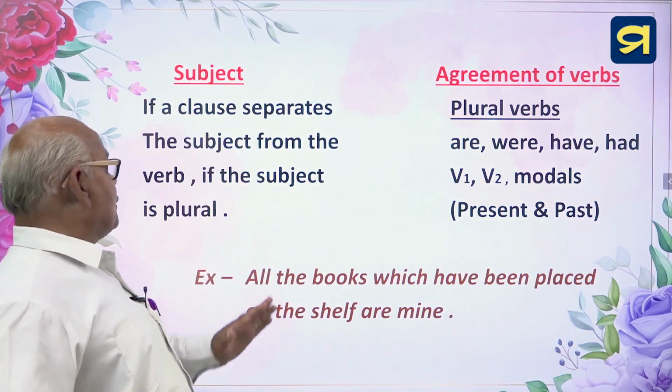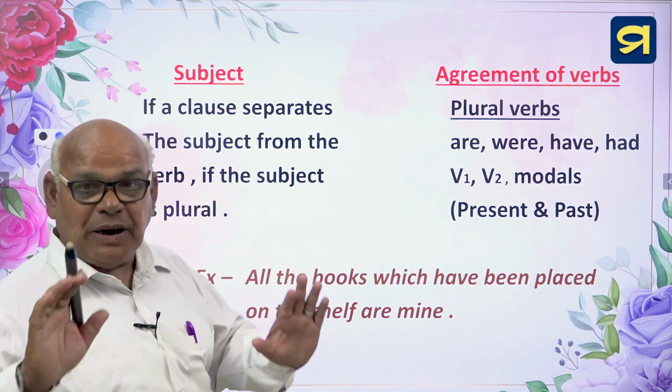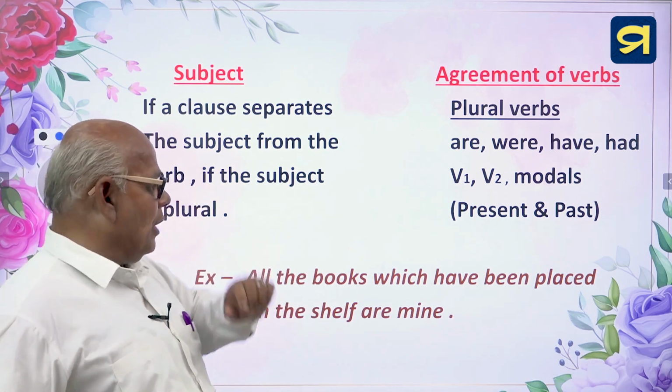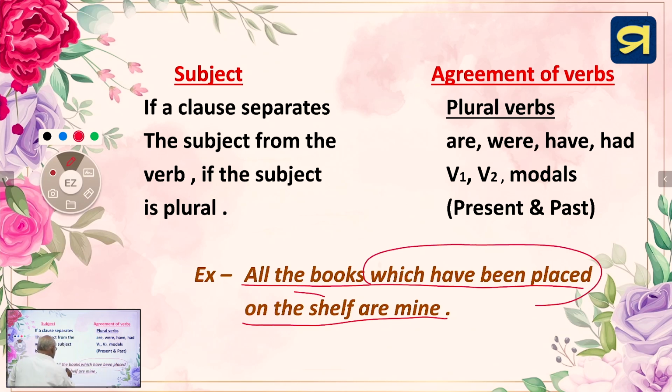But if a clause separates the subject from the verb, and the subject is plural, it takes the plural verb. Example, all the books which have been placed on the shelf are mine. "Which have been placed on the shelf" is a clause. It separates the subject, all the books, from the verb "are". All the books is plural and it takes the plural verb "are".